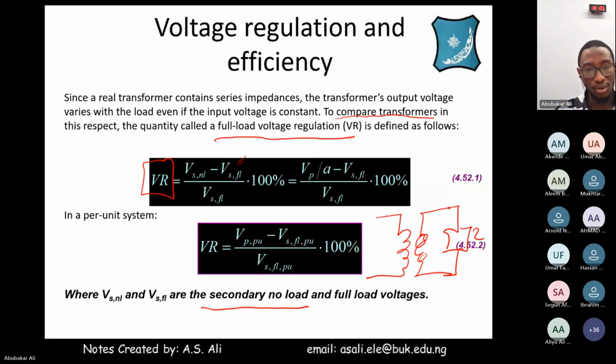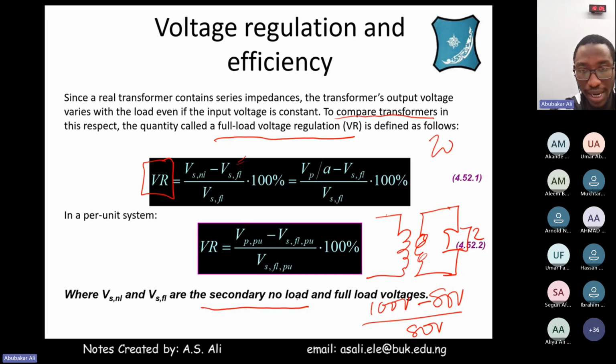So the key thing is, let's say the VSNL, where there is no load, is 100 volts. And when there is full load, we see 80 volts. And then we divide this by 80, right? So this is 100 minus 80, 20 over 80. What does that give you? That gives you 25%, right? 1 over 4. Because you multiply by 100%.